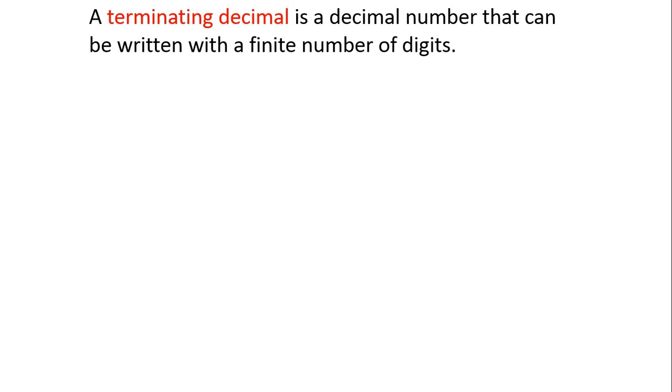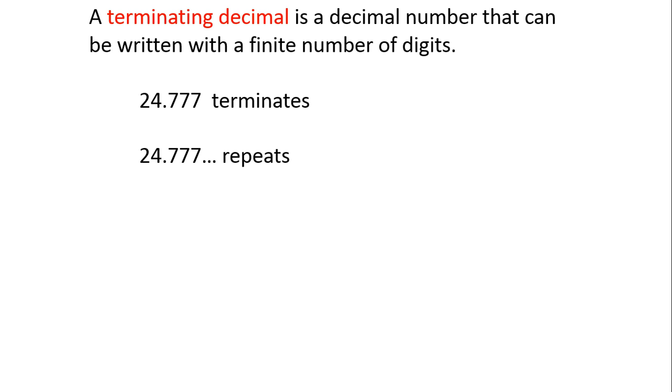Now decimal numbers can either terminate or they can repeat. A terminating decimal is a decimal number that can be written with a finite number of digits. In other words, the decimal number will stop. So if we write the number 24.777, 24 and 777 thousandths, that terminates because it has a last digit.